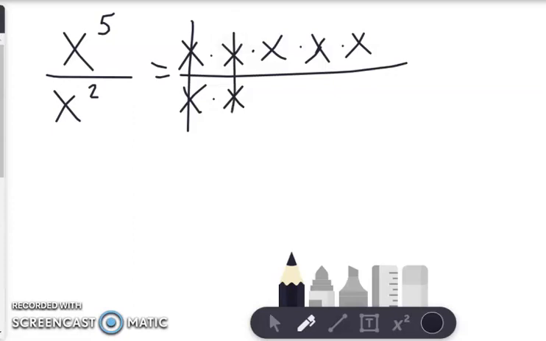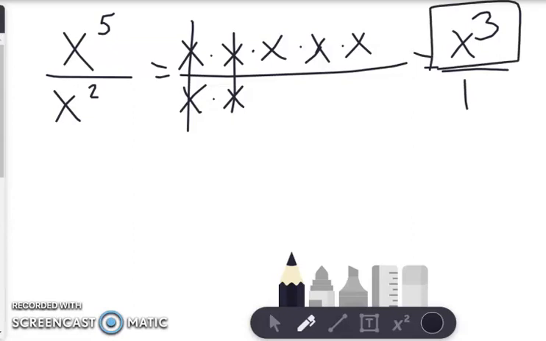X divided by x here is also 1. So on the top, I have 1 times 1 times x times x times x, which is really just x to the power of 3. And in the bottom, I have 1 times 1, which is 1. But anything divided by 1 is itself, so really it's just x to the power of 3.